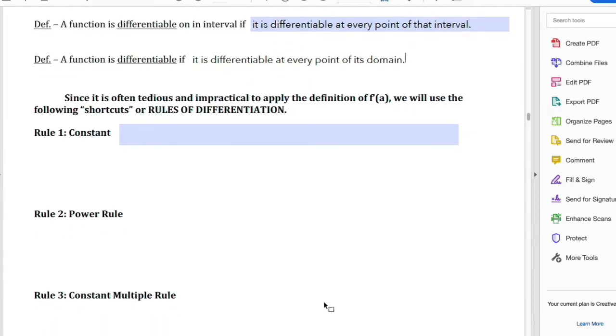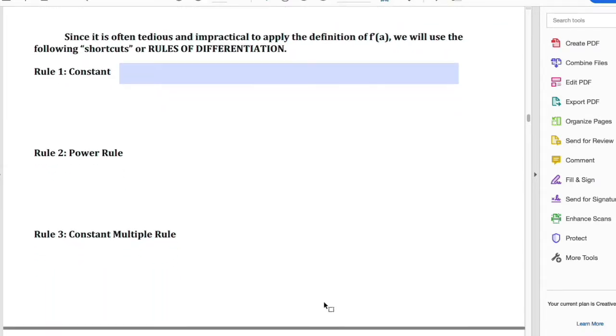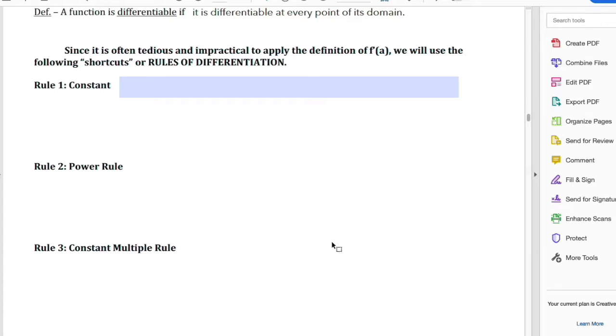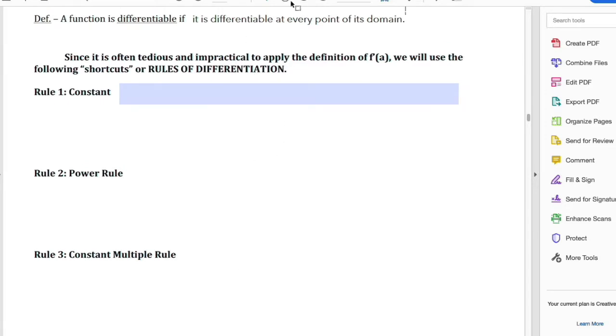But in a college course on real analysis, you do all the proofs behind calculus. You would actually go through each one of these rules and give a proof, using the limit definition, for why this rule works. So let's proceed to the rules.